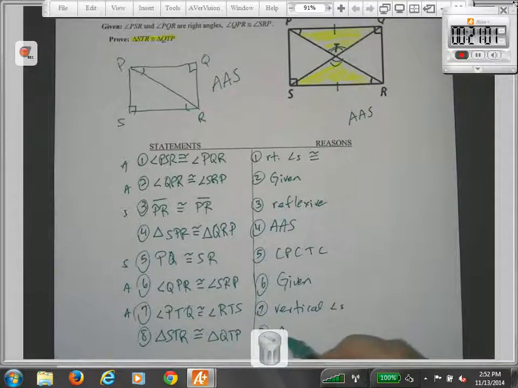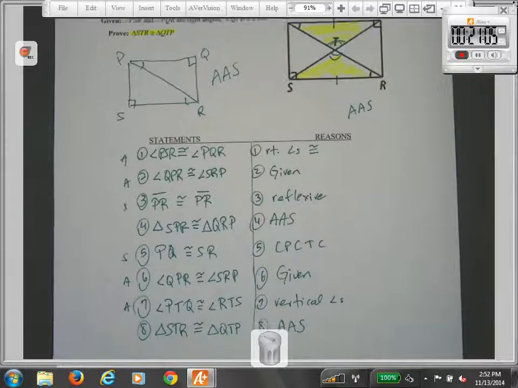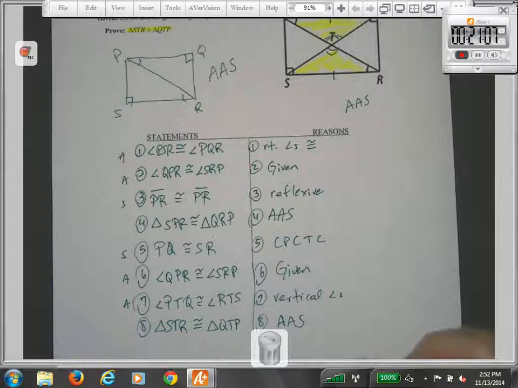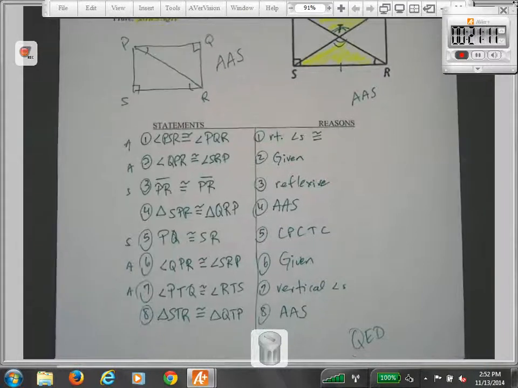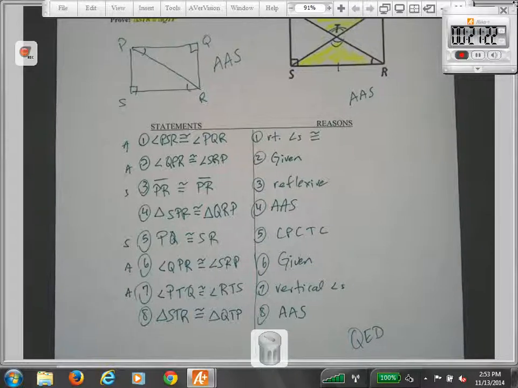So in math, when we finish a proof, we like to say QED, which is a Latin phrase. Complicated thing, but like to say quite easily done. Wait, what's so complicated about that? Is it a joke? Kind of.